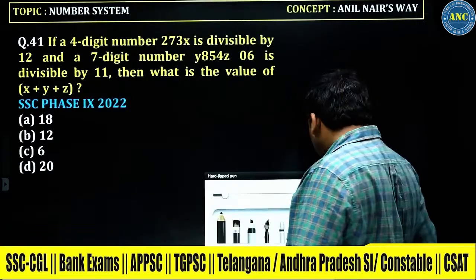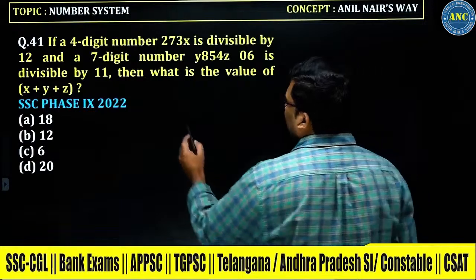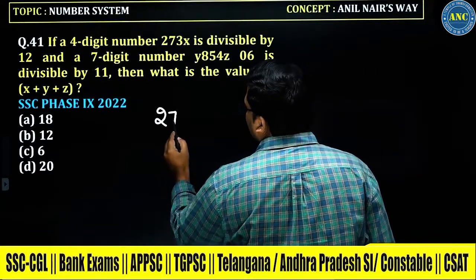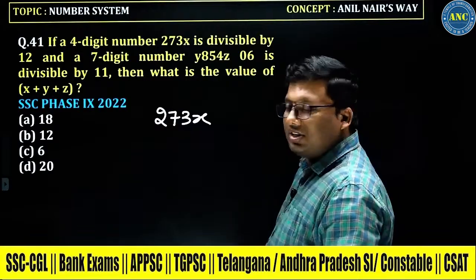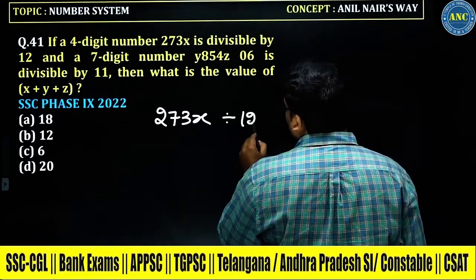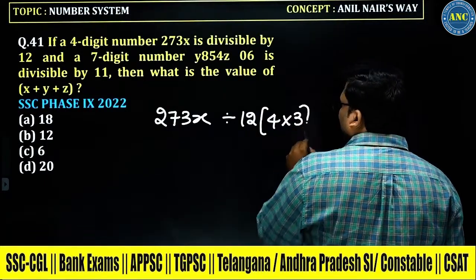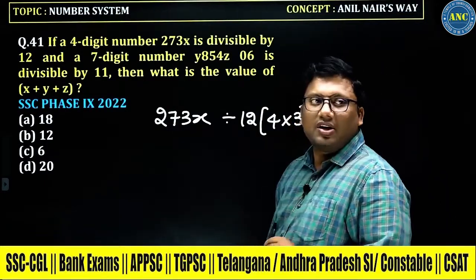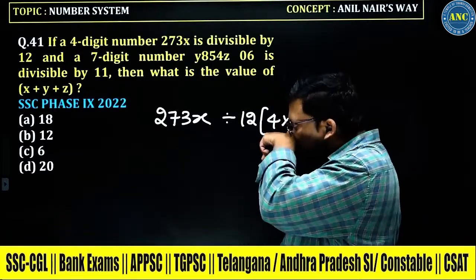Question. There is a 4-digit number, 273x. This is a 4-digit number. It is divisible by 12. 12 is a composite number, so we have to take it as a product of two coprime numbers, 4 and 3.